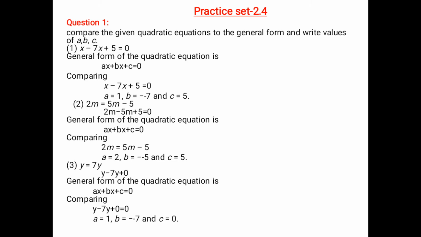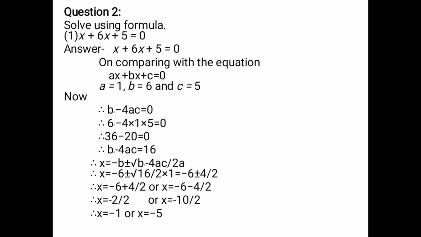Third example, y square is equal to 7y. Simplify this: y square minus 7y plus 0 is equal to 0. Then compare this equation: a is equal to 1, b is equal to minus 7 and c is equal to 0. Then question number 2, solve using formula.